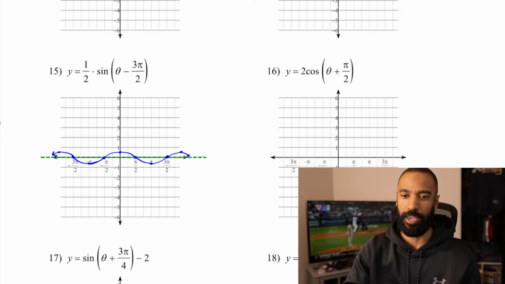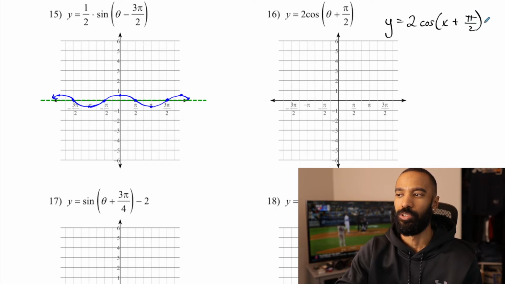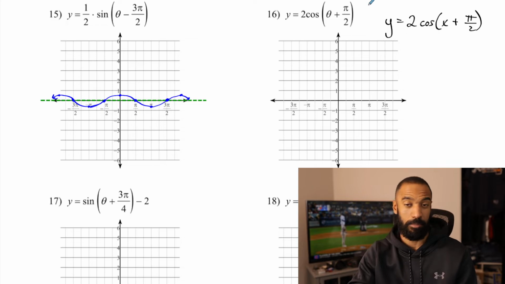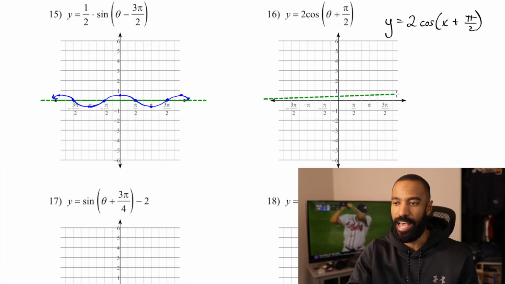I'm going to let my OCD kick in because I reminded myself. This will be y equals 2 times cosine of x plus pi over 2. Literally no change other than putting in an x. Maybe that's why it's not so much a problem because they put parentheses. All right, no horizontal shift. Your midline is at y equals 0.